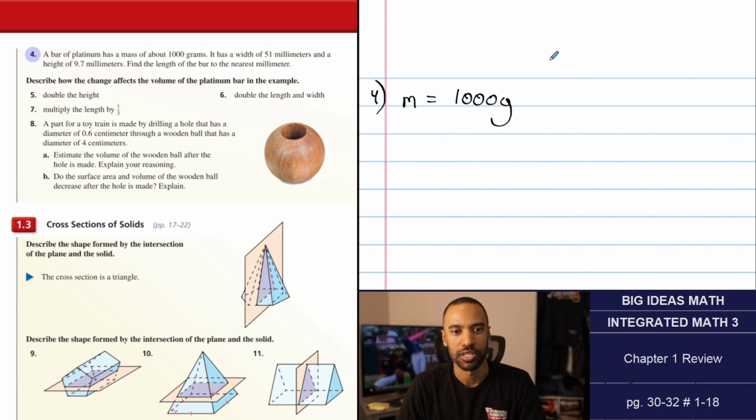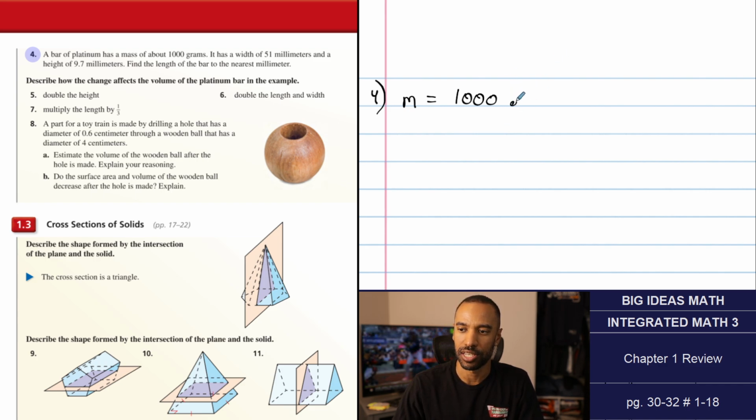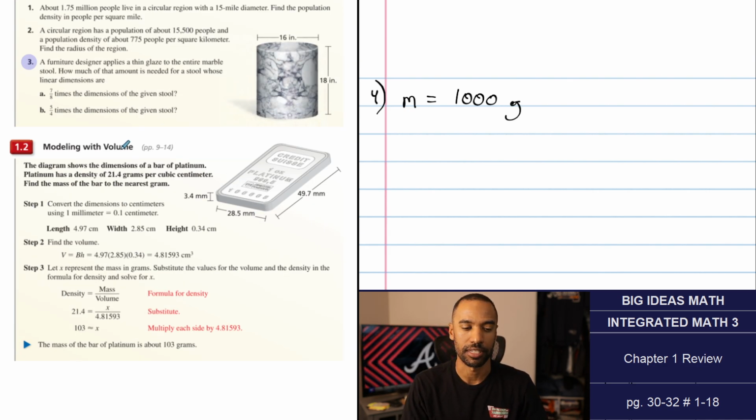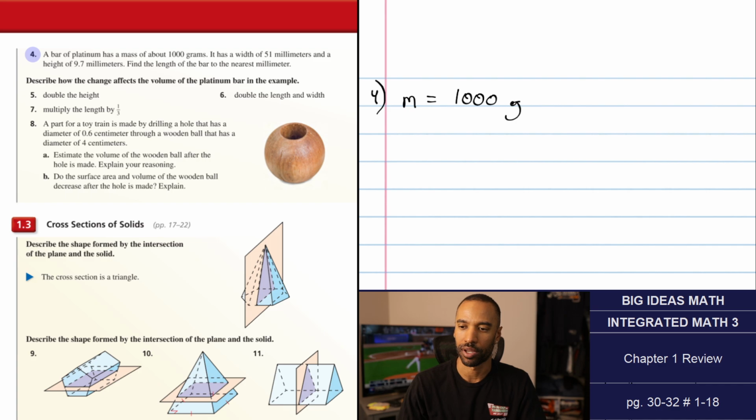Find the length of the bar to the nearest millimeter. Now, we're going to have to use, I think it was 21.4. Let's use their density that we had because they told you what the density is. That's constant for all bars of platinum. It doesn't change, just like density of water or something. So 21.4 grams per cubic centimeter. We're going to use that. Density is 21.4 grams per cubic centimeter.